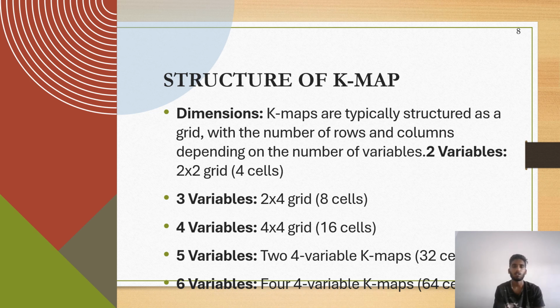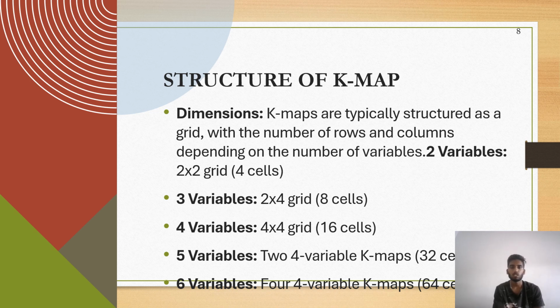Structure of K-map. Dimensions: K-maps are typically structured as a grid with a number of rows and columns depending on the number of variables. Two variables is a 2 into 2 grid, 4 cells. 3 variables, a 2 into 4 grid, 8 cells. 4 variables, a 4 into 4 grid, 16 cells.